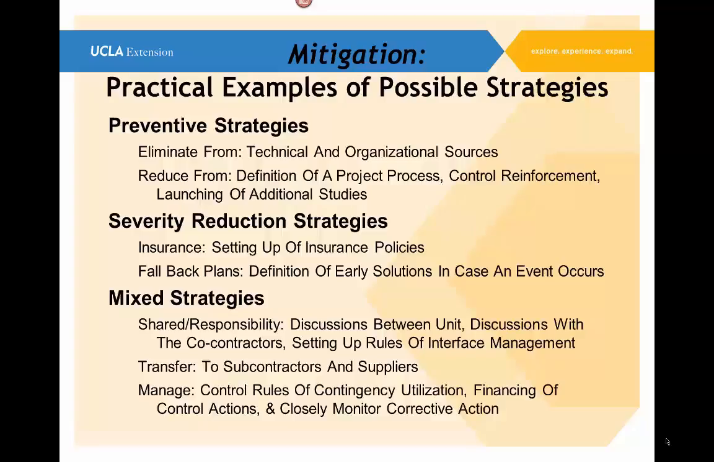And then another mixed strategy regarding management, control the rules of the contingency utilization. In other words, make sure that if a contingency occurs, you know how you're going to implement it, how you're going to manage it or block it off. Financing of control actions, and then any corrective actions that you have implemented to mitigate risk, closely monitor how effective it is. Is there anything you can do to change that corrective action, to modify it slightly or add to it, which would improve the effect that it's having on the risk event? Things to think about. Okay.